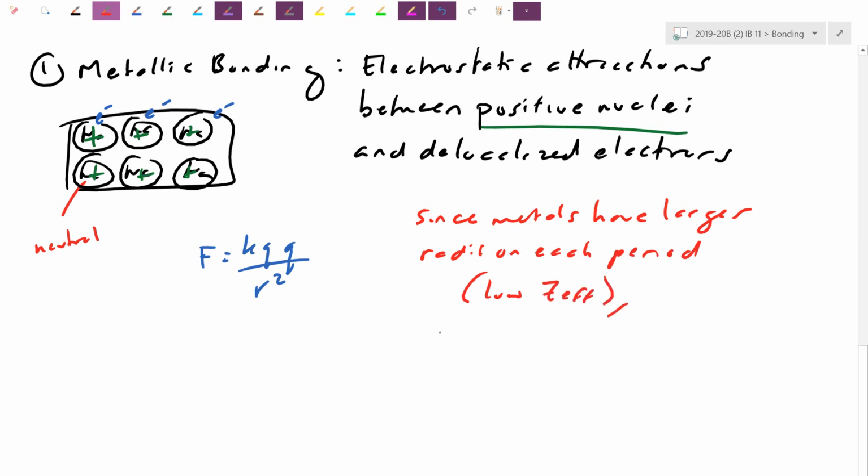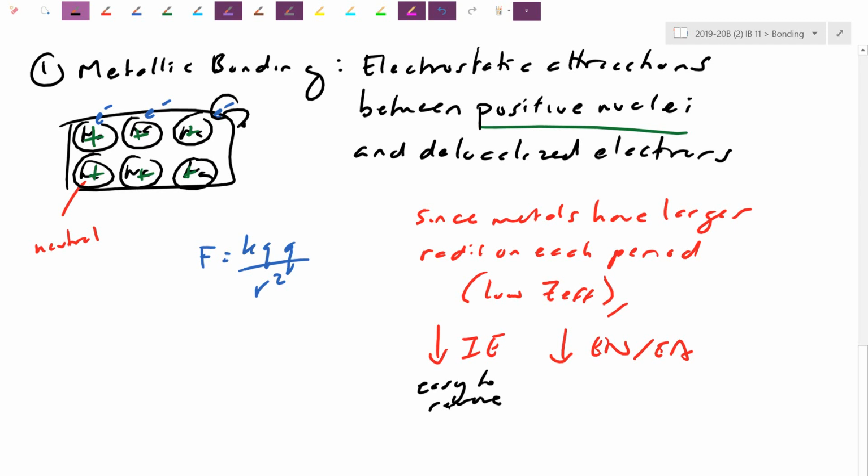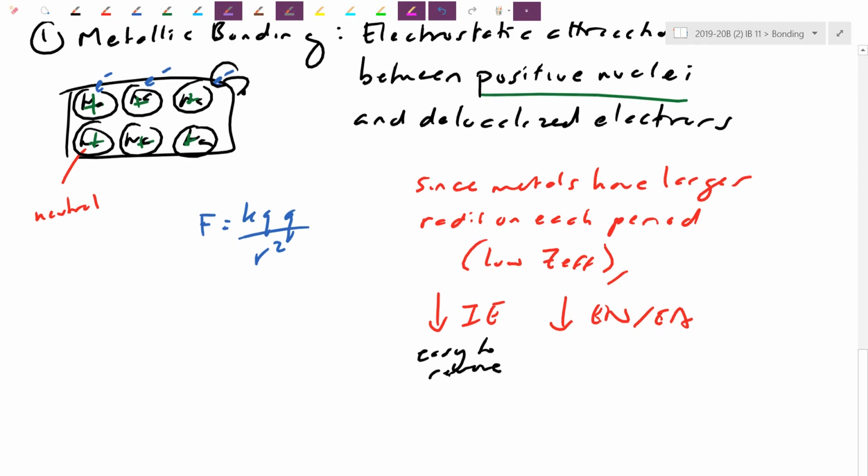That means metals have a combination. They have relatively low ionization energy, low electronegativity, and low electron affinity. The low ionization energy part says it's really easy to remove an electron. You give it a quick nudge and that electron bumps right off. Electronegativity and electron affinity are the ability to attract or gain those electrons back. Once those electrons are lost, it's really hard to regain them. It's hard to capture that electron back.